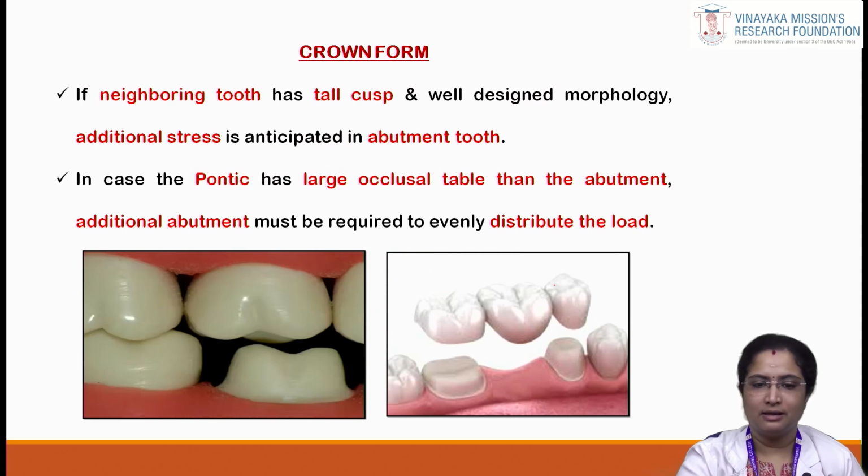Next factor to consider is the crown form. If the nearby teeth which we are planning for an abutment, or the opposing teeth, have well defined tall cusps, there are a lot of stresses anticipated in the abutment tooth. So we have to plan whether the abutment is sufficient to take up all the loads or not, or we need an additional abutment or a secondary abutment to go ahead with an FPD. One more thing to be considered is that a pontic with a larger occlusal table will also exert more stress on the abutment tooth. In that situation also, we have to think of a secondary abutment.